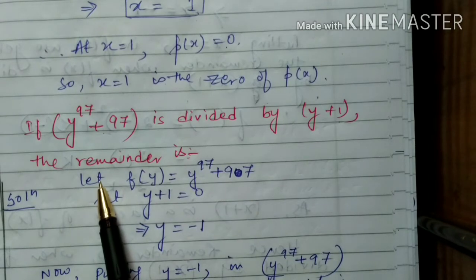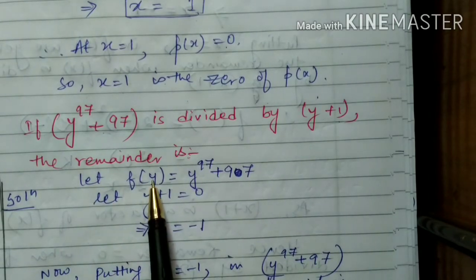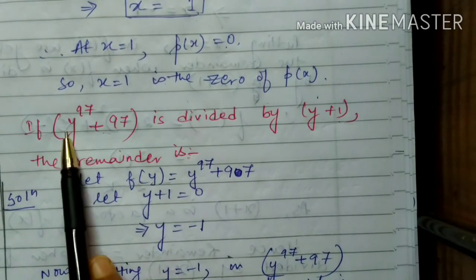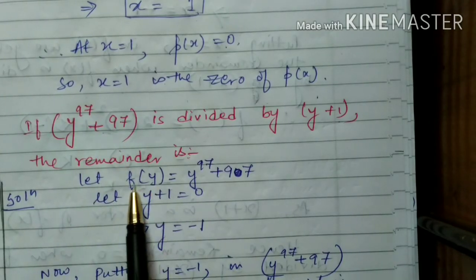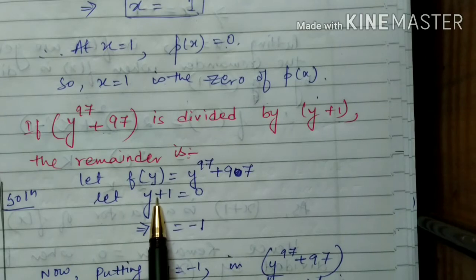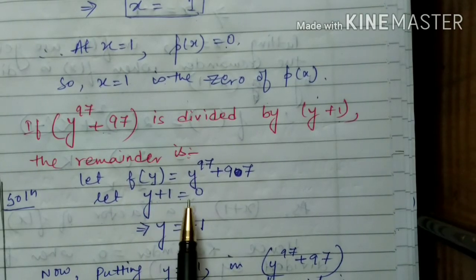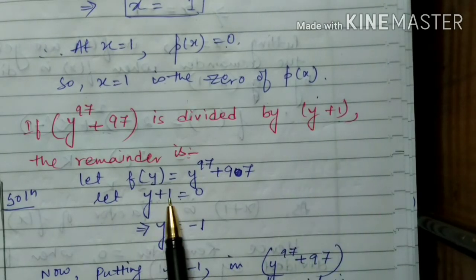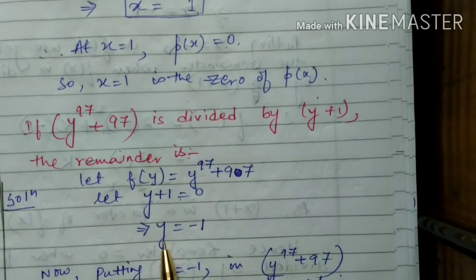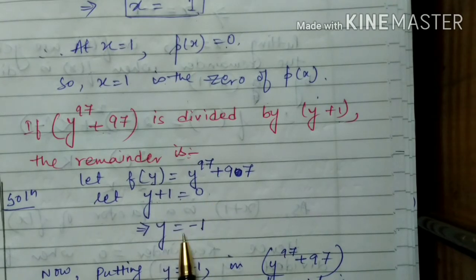First let's take the dividend, that means f(y) equals y to the power 97 plus 97, and the divisor equal to 0. Always remember we will be taking the divisor equal to 0. So here the divisor is y plus 1. So y plus 1 is equal to 0. So y we got how much? Plus 1 will go that side, y equals minus 1.